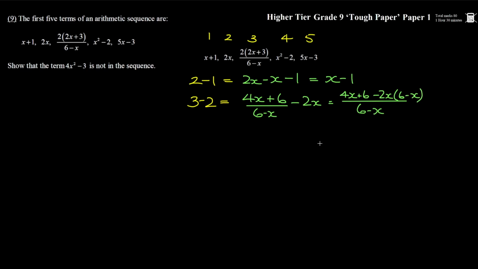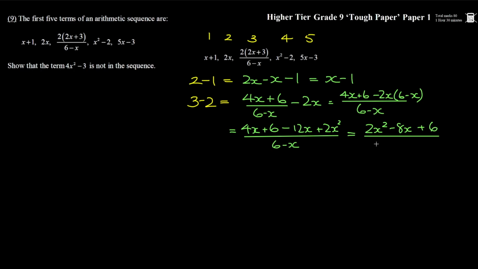A quadratic is arriving. Okay, that is equal to 4x plus 6 minus 12x plus 2x squared, and that is over 6 minus x. So simplifying that, just putting the x's together and reordering it, I get 2x squared, negative 12x, positive 4x is negative 8x, and we get plus 6. And that's divided by 6 minus x. And because the question says this is an arithmetic sequence, these two results are equal.